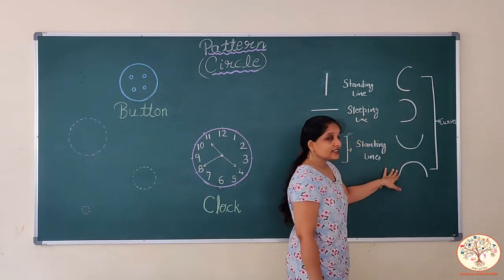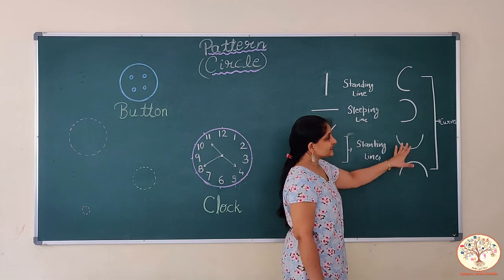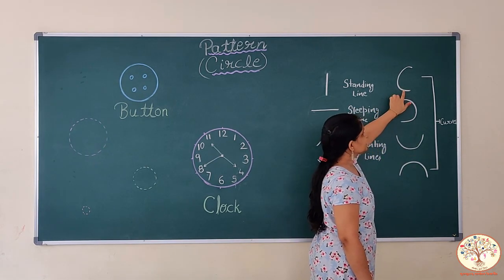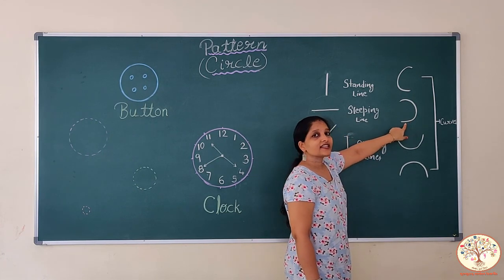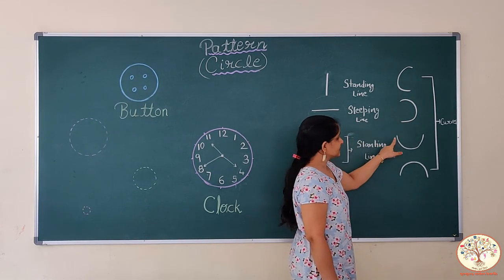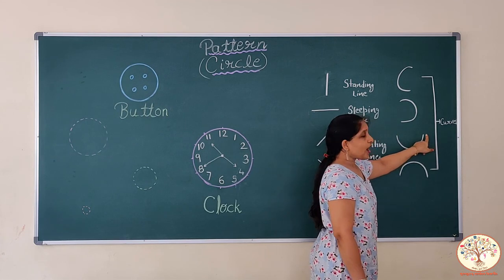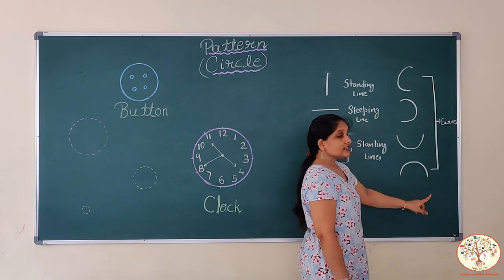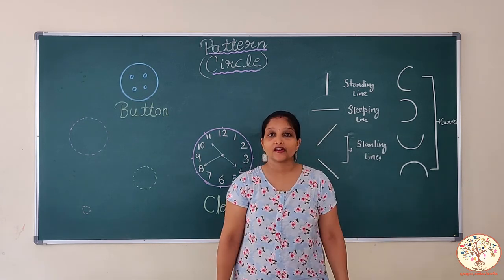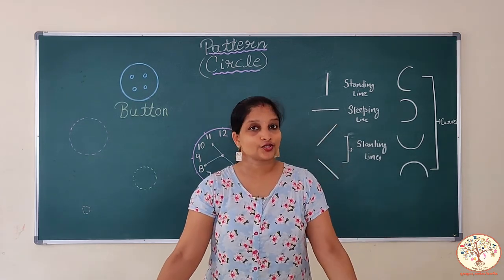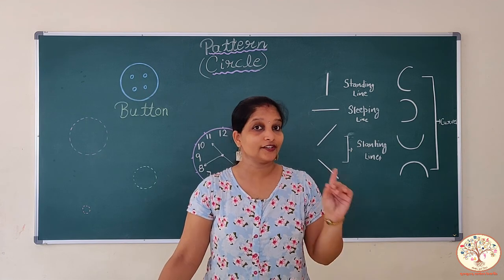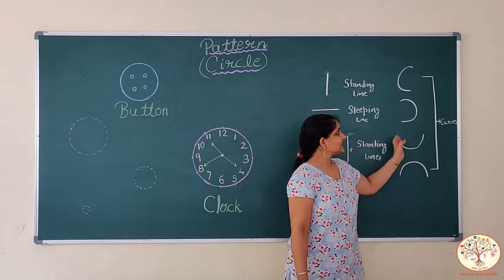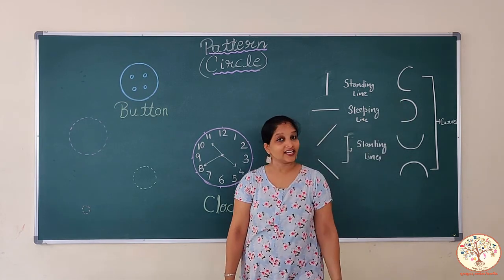And these are the curves. This is right curve. This is left curve. This is upward curve. And this one is downward curve. Now kids, today we will do a new experiment with these curves. Are you ready?